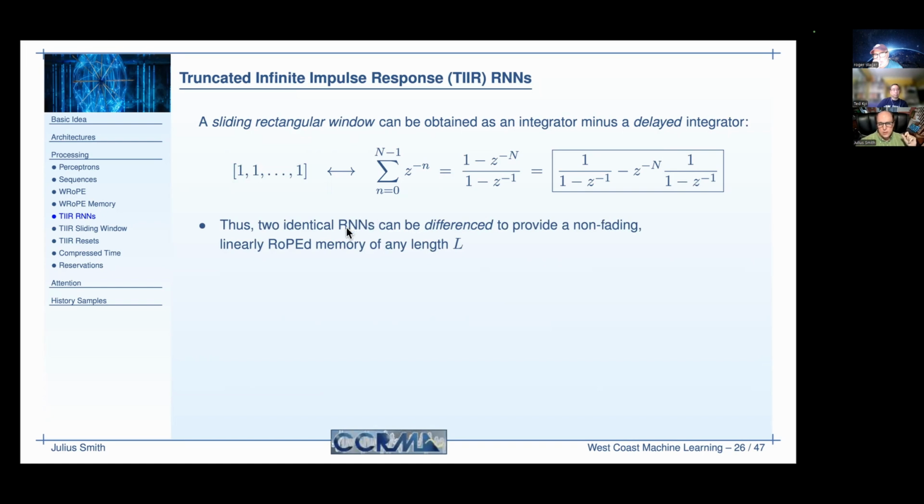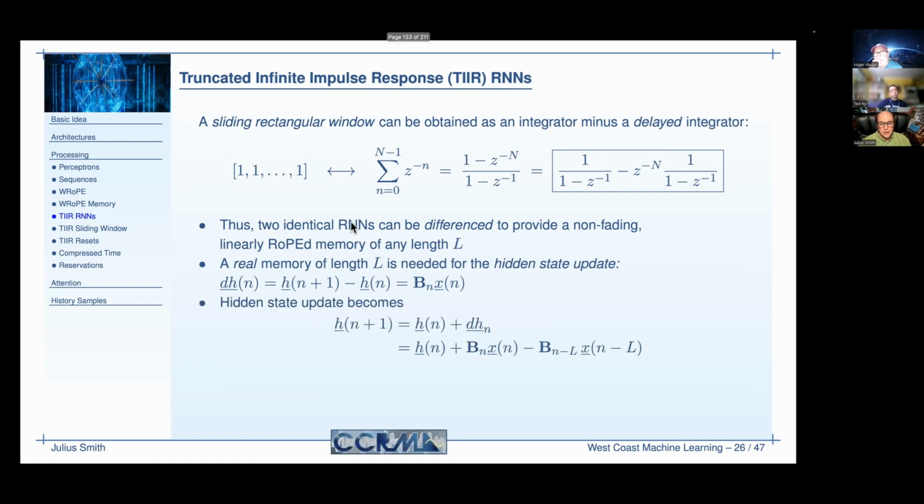So that's the basic idea. What you can now do is take two RNNs and difference them and get a non-fading linearly roped memory of any length L. And you get to decide what L is. You can decide dynamically what it should be. So this is to me what I would rather work on rather than W RoPE. I would like to check into this.